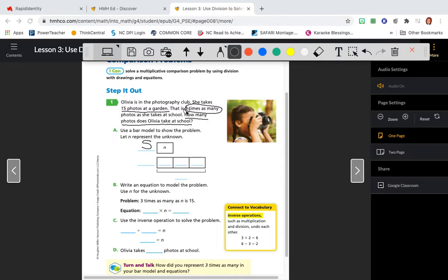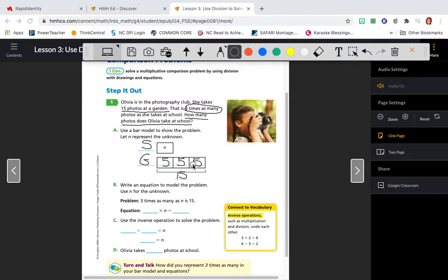So for our bar model, the second part, we're going to put a G for garden. And we know that she takes 15. That's the total number, so we can fill that in. And it's 3 times as many, so we've got to think about how many. We can think about how we can break down 15 into 3 different times. So if we think about counting by 5s, we've got 5, 10, 15. So 5, 10, 15 would give us 15 total pictures. So we break that down, or as you may remember calling it in lower grades, decomposing the number. We broke it down into smaller parts.